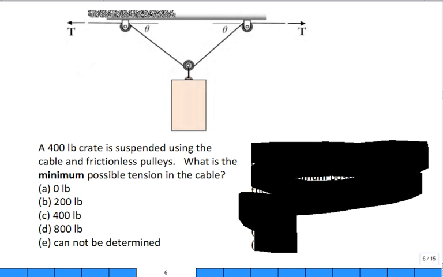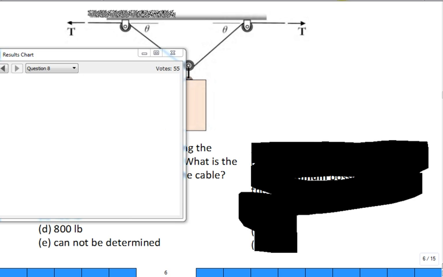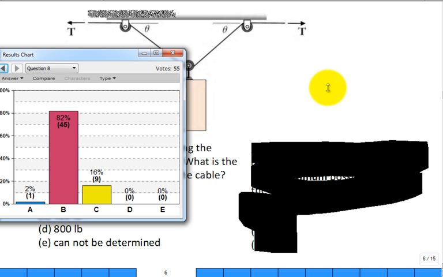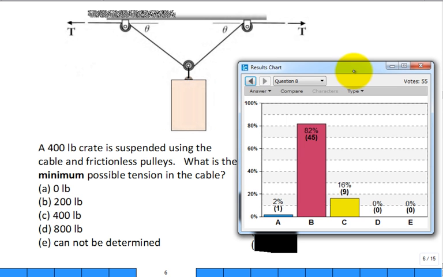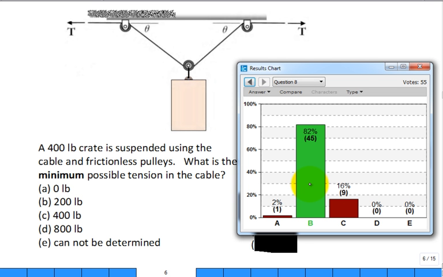All right, so let's take a look at this. Didn't I just give you the answer? Yeah. So I went too far in my explanation. I didn't intend to go that far. But it's 200 pounds. That's the answer that we got. Okay, 82%. Why are we not closer to 100? I don't know.